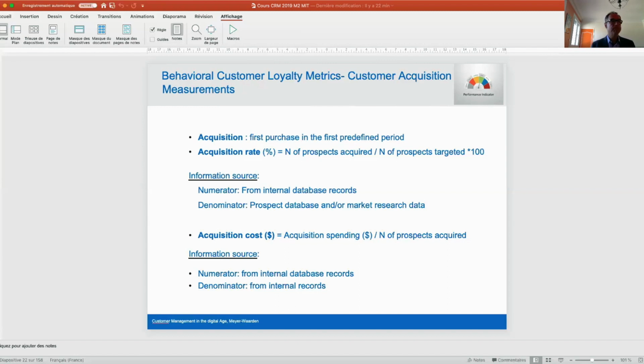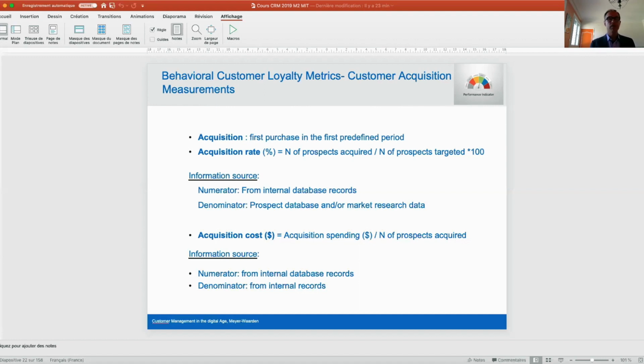So the information comes as follows: the numerator, the number of prospects acquired, comes from the internal database records, so the customers who buy. And the denominator, that is the number of prospects targeted, comes from the prospect database or market research data delivered by the address rental company.